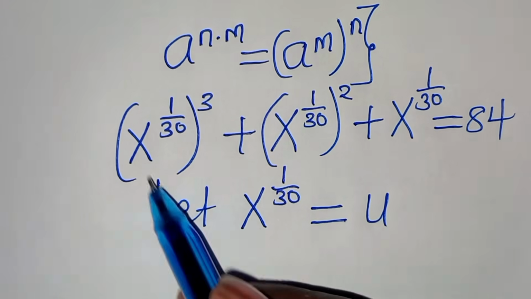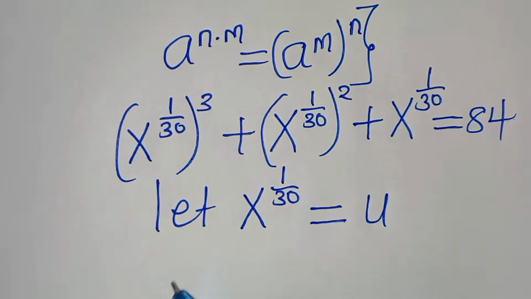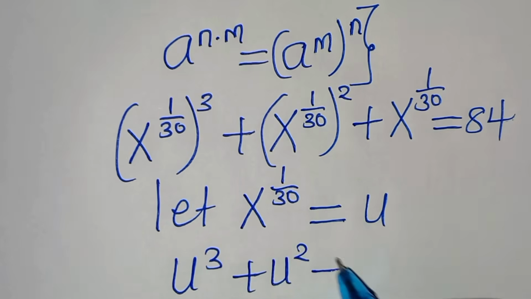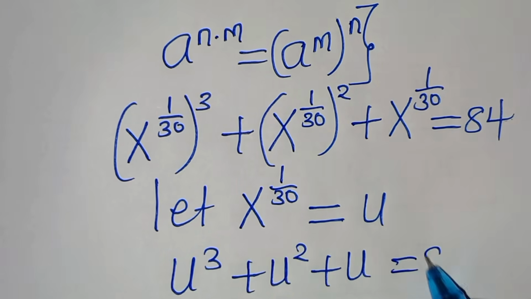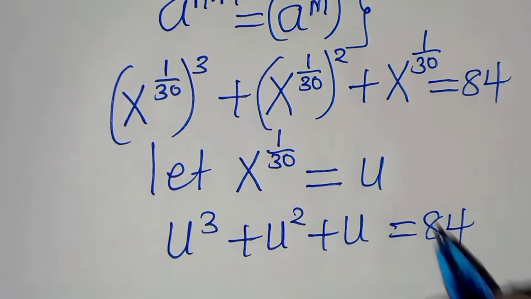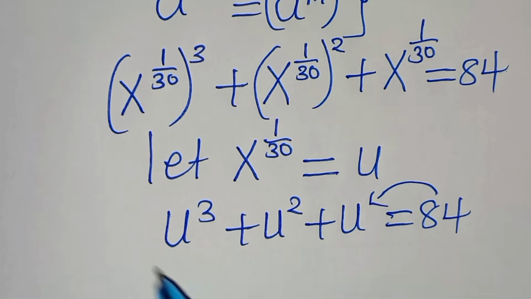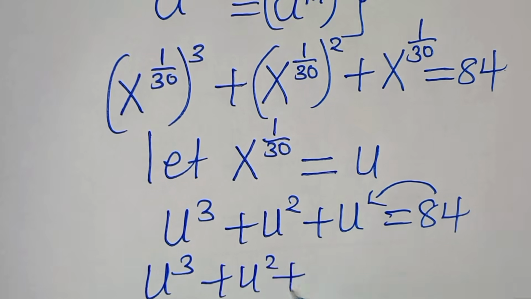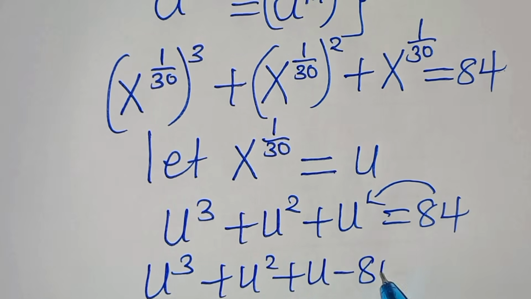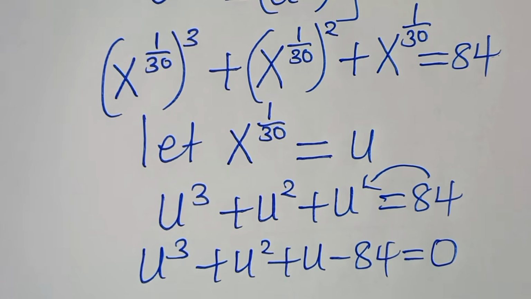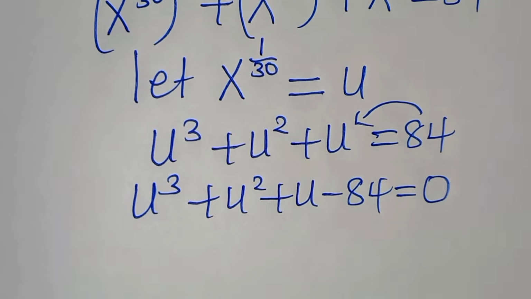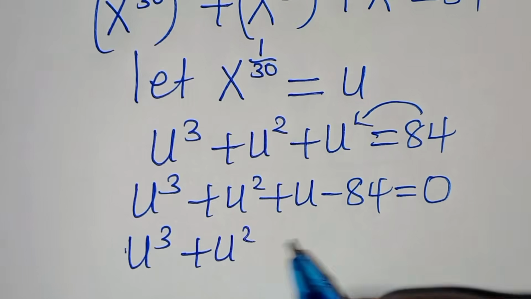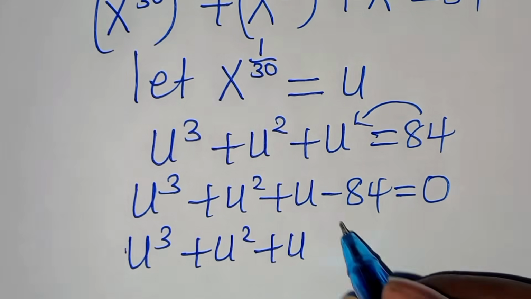Now let's express this equation in terms of u. So we have u to the power of 3 plus u to the power of 2 plus u. This is equal to 84. Now let's take 84 to the left hand side. So this is u to the power of 3 plus u to the power of 2 plus u minus 84, which is equal to 0.